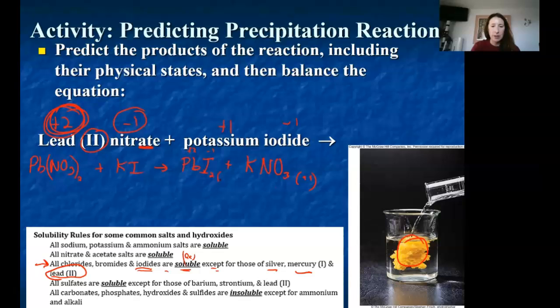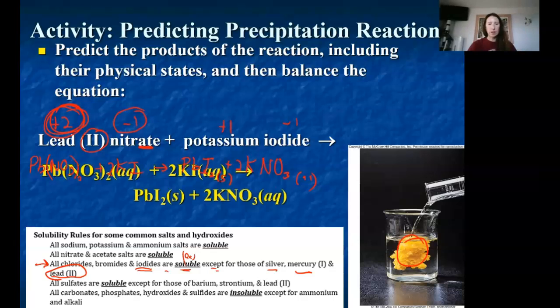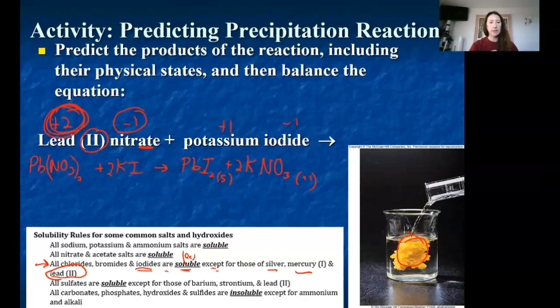So we need to put a 2 there. And then we need to make sure we balance it. And again, you can balance this however you'd like, whatever method works best for you. And so I just put an AQ instead of a solid, sorry. That would be your final answer.